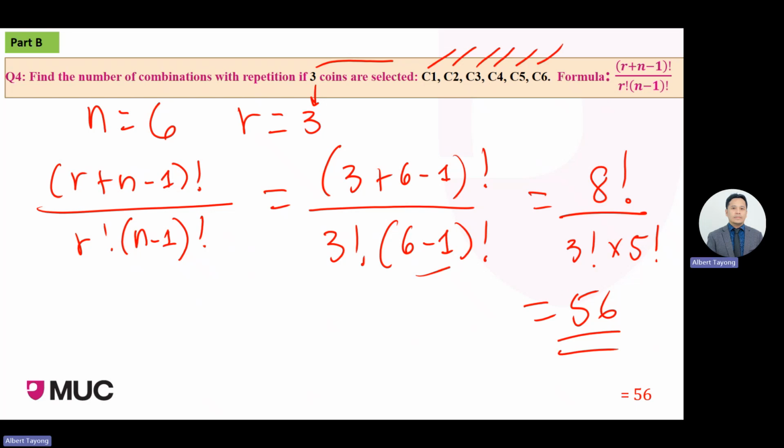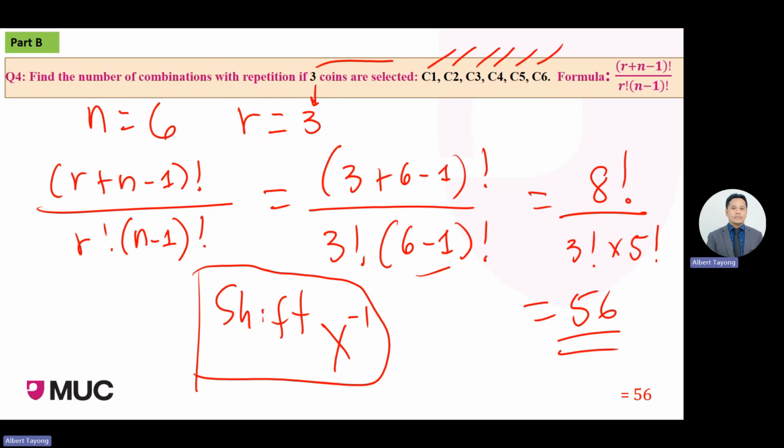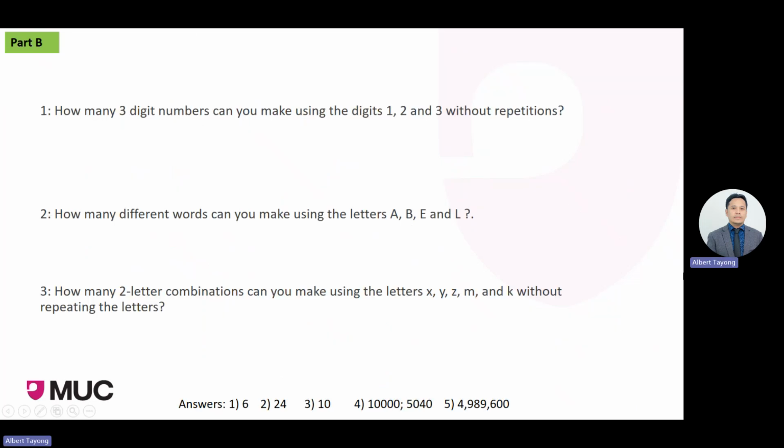So I want you to check the answer of this during your free time. Factorial actually is shift x raised to the power of -1. Try to find this in the calculator. Try to search for this in the calculator. You will find it there. Okay.